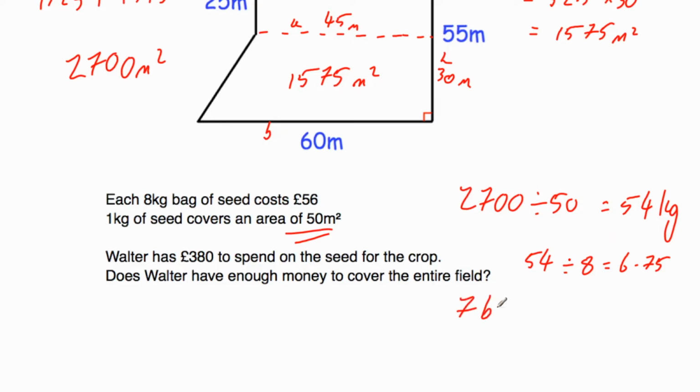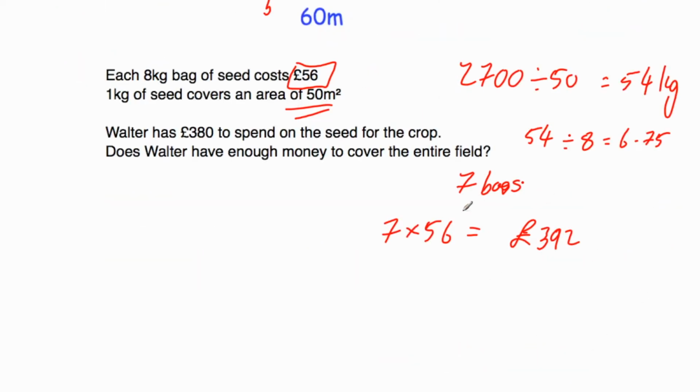So he needs 7 bags of seed, and each bag costs £56. So we're going to do 7 times 56 and see what we get. 7 times 56 is equal to £392. So to buy the 7 bags of seed, which would be enough to cover the whole field with a little bit extra, it would cost Walter £392. Unfortunately there's no smaller bags or anything like that we've been told about in the question, so it's going to cost him £392 to cover the whole field.